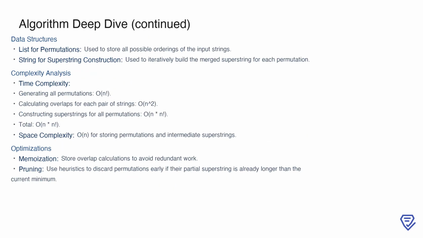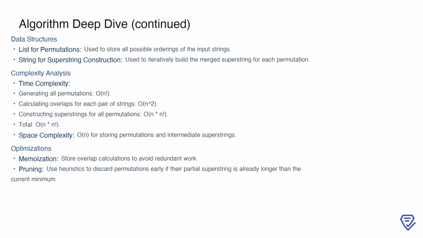To implement this approach efficiently, we rely on specific data structures. A list is used to store all permutations of the input strings, and strings are used to construct the superstring for each permutation. The time complexity of the algorithm is dominated by three components: generating all permutations, which takes O(n!), calculating overlaps for each pair of strings, which takes O(n²), and merging strings to form superstrings, which takes O(n*k). The total time complexity is therefore O(n!*n*k).